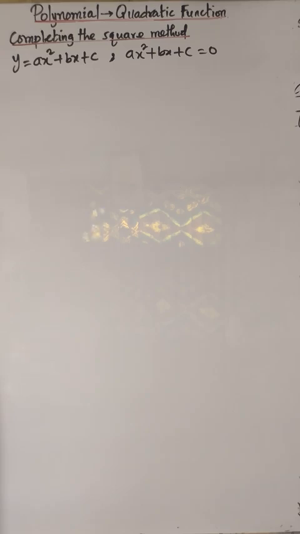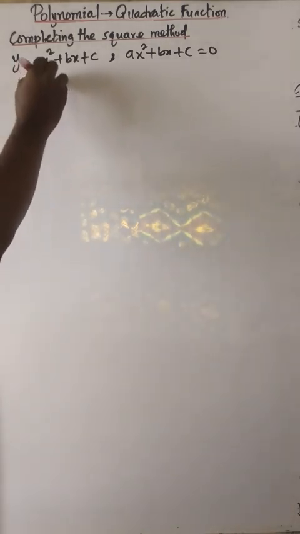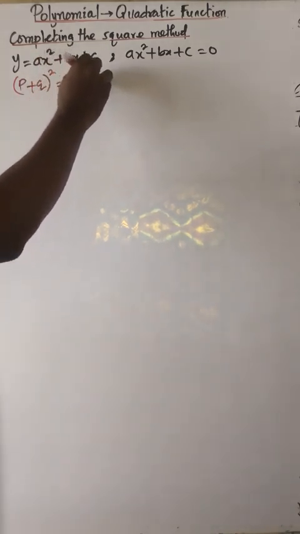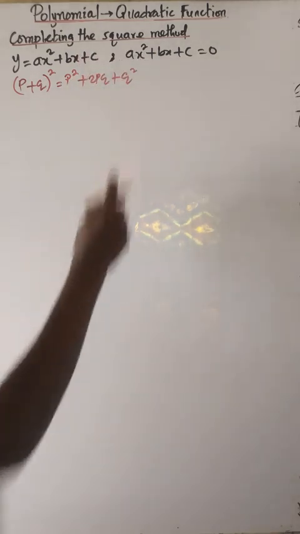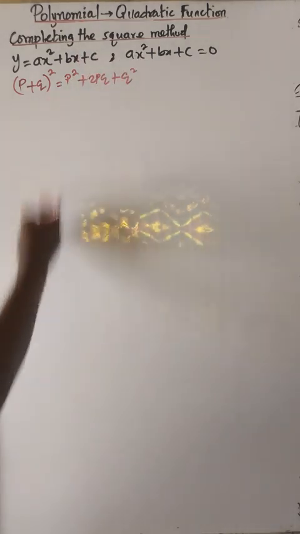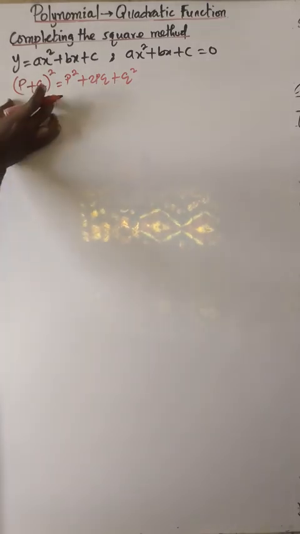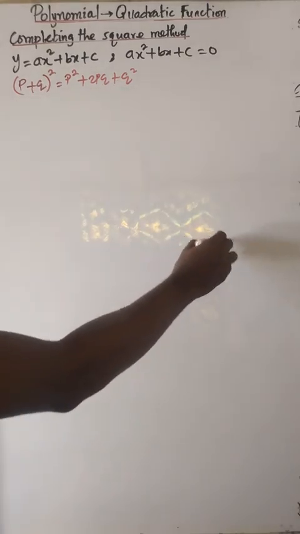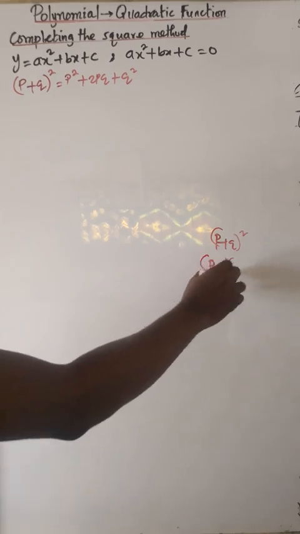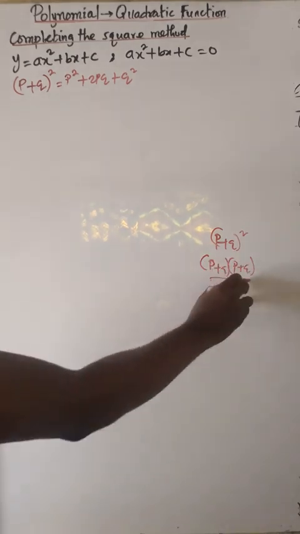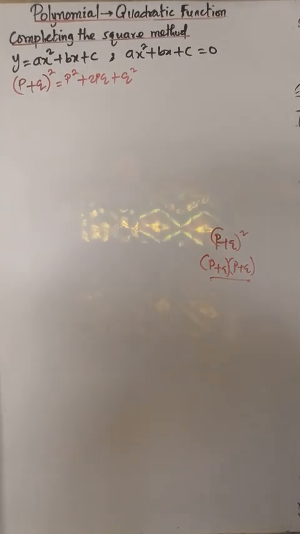Look at this. Suppose we have p plus q all squared. Then here we can say this is p squared plus 2pq plus q squared. This is an identity in mathematics called the square of sum. We can show this by expanding this bracket. If you have p plus q all squared, it's equal to multiplying p plus q twice. By the time you expand, you get this at the end of the day.